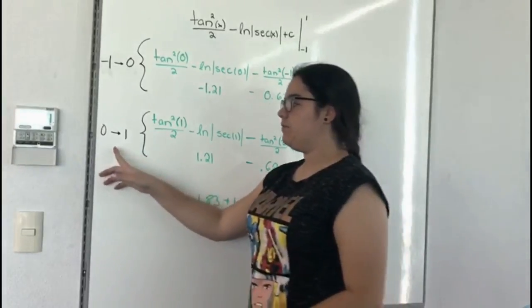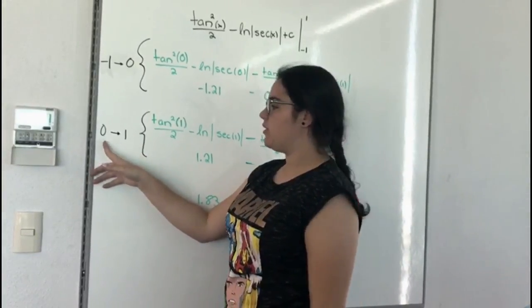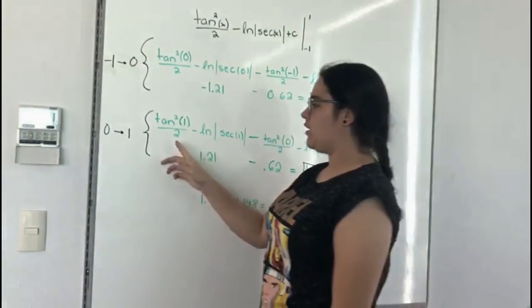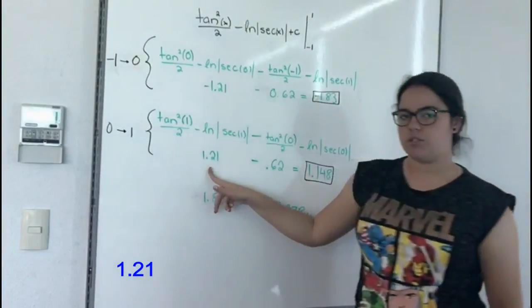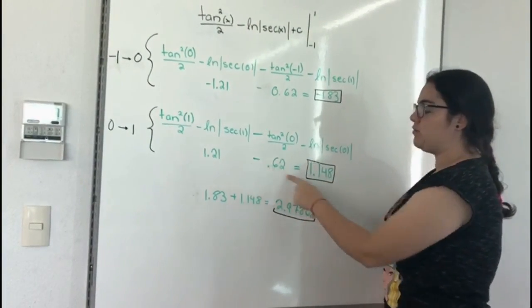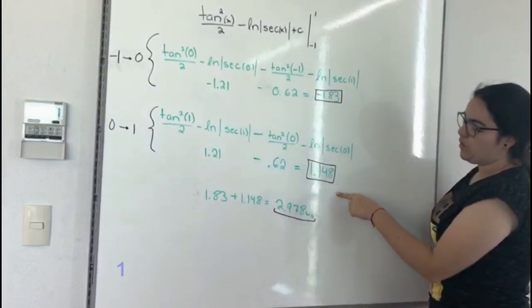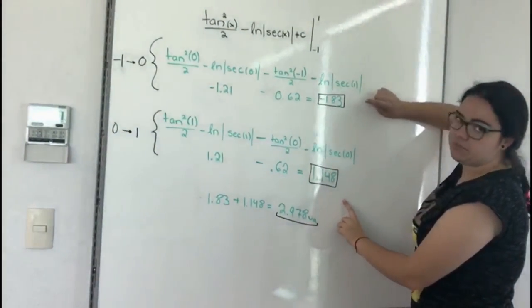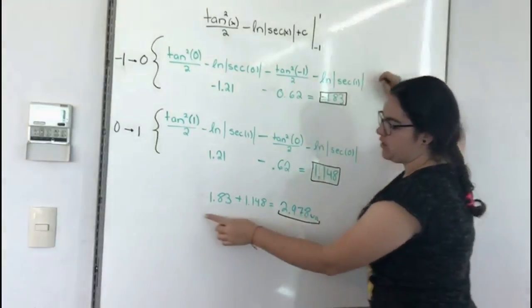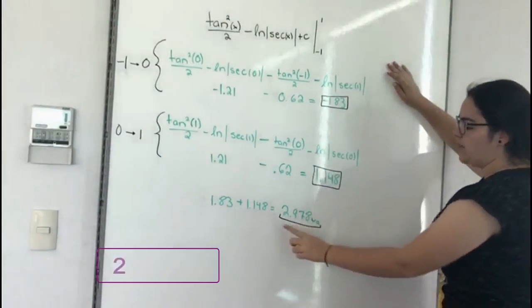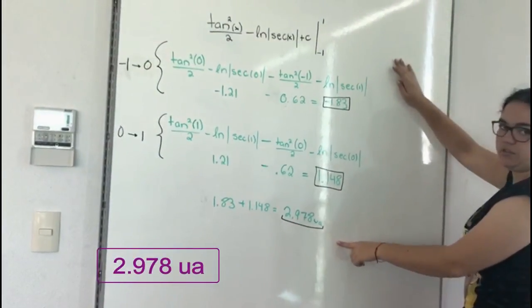You're going to do the same with this one, which is from 0 to 1, the second part of the graph. You plug in the 1 and the result is 1.21. You plug in the 0 here and the result is 0.62. You're going to subtract them and the result is 1.148. After this, you're going to take the absolute value of both of them and add them up. So the result of the whole area is 2.978 units of area.